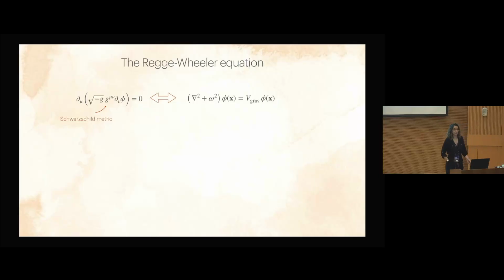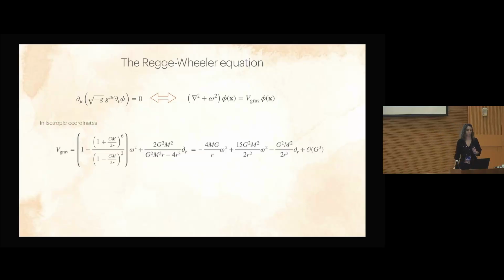And this can be rewritten as a wave equation of this form, where V_grav, here I wrote it in isotropic coordinates, is something that we know at all orders in G and contains the horizon here. And if I expand this perturbatively in G Newton up to G squared, I'm going to get all these pieces.